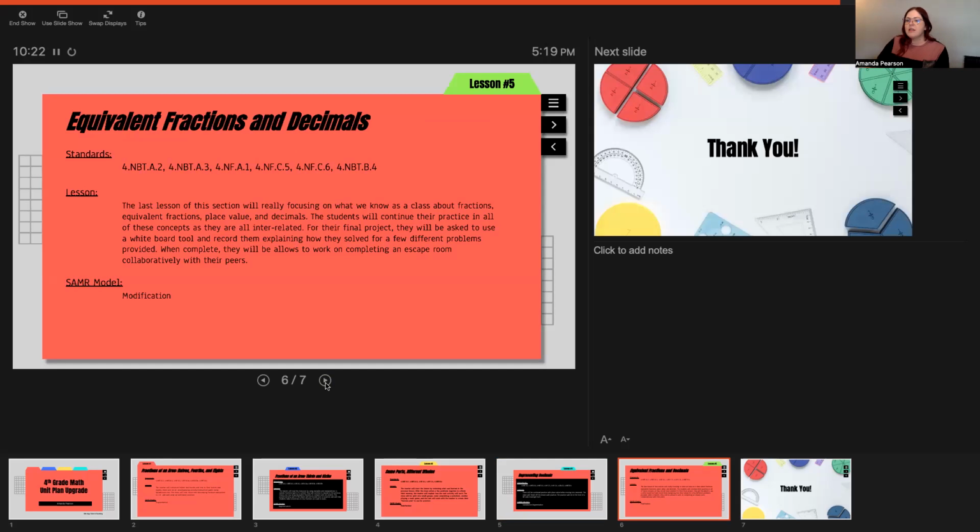And then the last lesson, lesson number 5, is the equivalent fractions and decimals lesson for the day. And so this one was focusing on what we know about fractions and decimals as a class. Again, touching on place value and understanding parts of a whole. This one would be to wrap up our thoughts on the lessons that we had previously learned. They would be asked to use their whiteboard tool on the computer and record themselves explaining some different problems that are provided by the teacher.